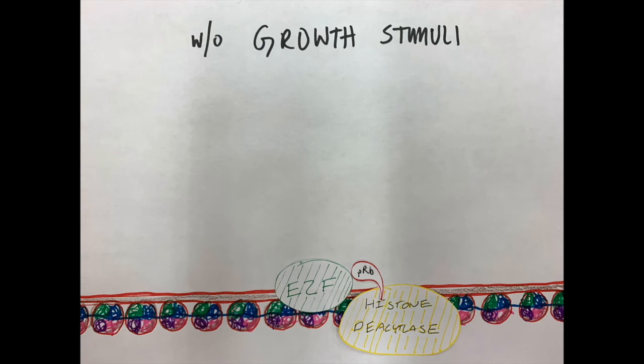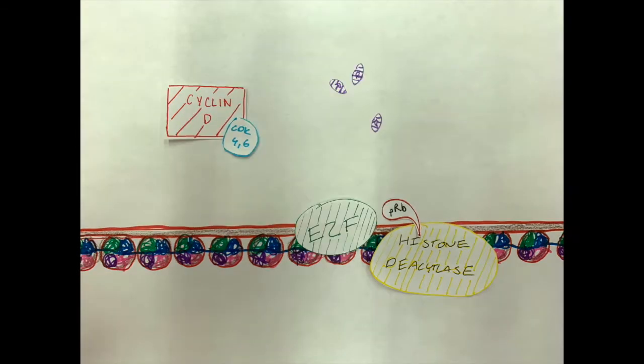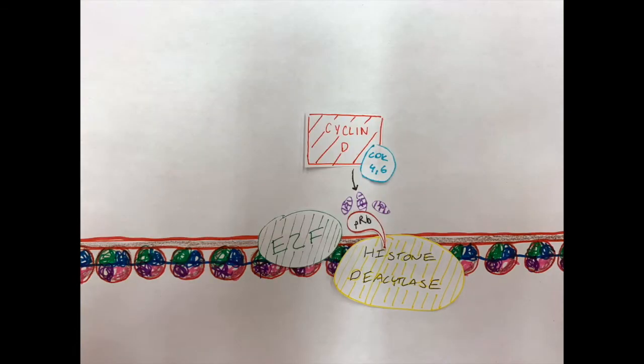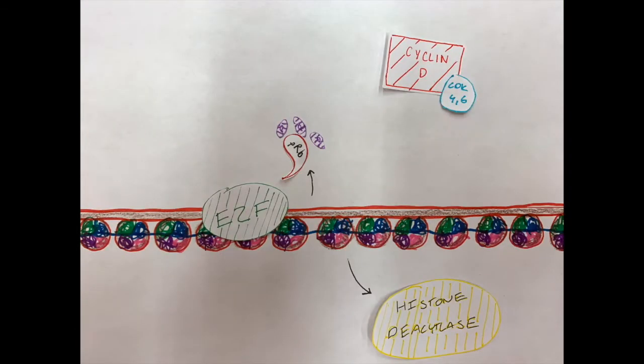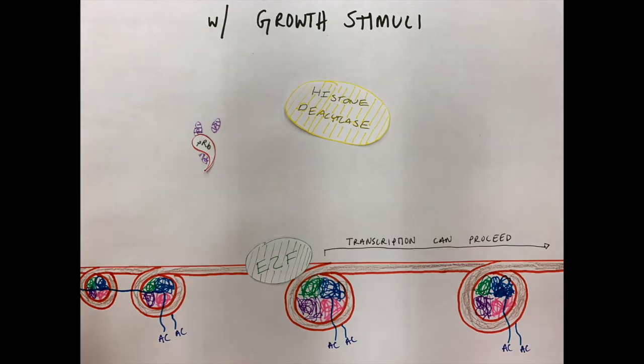Shown here is how in the absence of growth stimuli, RB prevents transcription by recruiting histone deacetylase, compacting chromatin, and preventing its transcription by E2F family transcription factors. During the G1-S checkpoint, the active cyclin D Cdk4-6 complex phosphorylates the RB protein, causing it to fall off the chromatin and no longer recruit histone deacetylase. This decondenses the chromatin, allowing E2F family transcription factors to interact with the DNA.